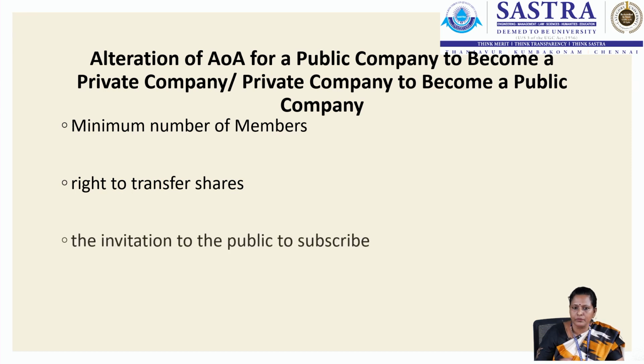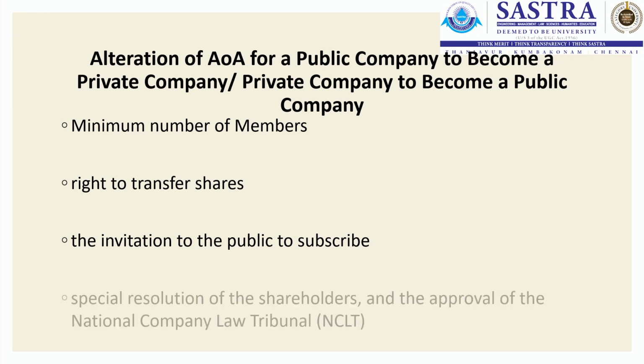With respect to the invitation to the public to subscribe to the shares or the debentures of the company, a public company that is becoming a private company has to remove this particular provision in its Articles of Association, because from now on it cannot invite the public to subscribe to the shares or buy its bonds and debentures. But a private company that becomes a public company can now add this provision of inviting the public to subscribe to the shares, as it is getting the right to do so. So this change has to be made.